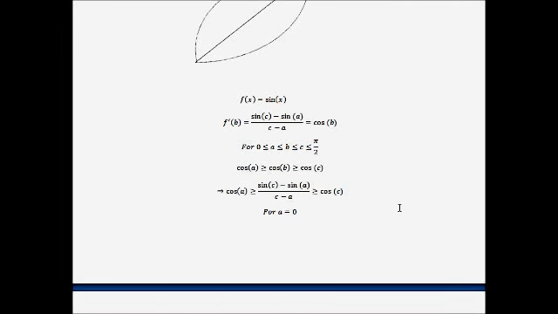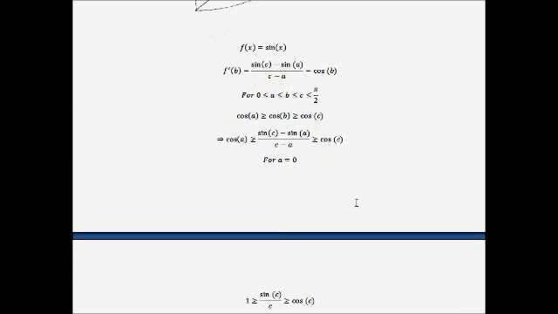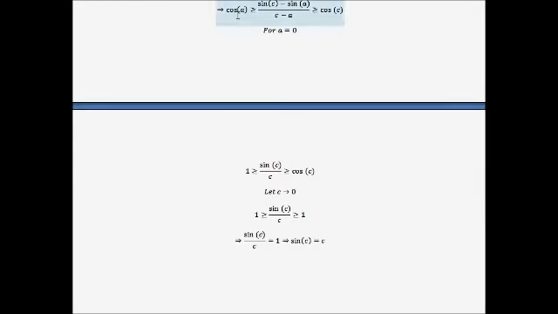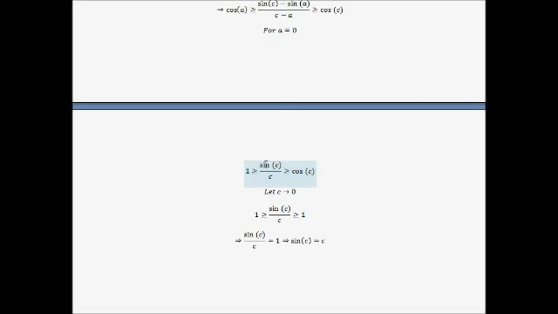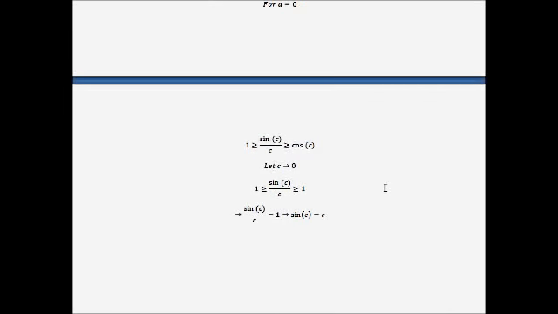Now, what I'm going to do is let a equal 0, because again, a is allowed to equal 0. I'm considering values between 0 and pi over 2. It's not even a limit, it's just evaluating as a equals 0. So if I let a equal 0, you see that cos a becomes 1. You can see that sine a is obviously 0, and this a becomes 0. So this simplifies to sine c over c, and then cos c here. So what we've got is 1 is greater than or equal to sine c over c, which is greater than or equal to cos c.